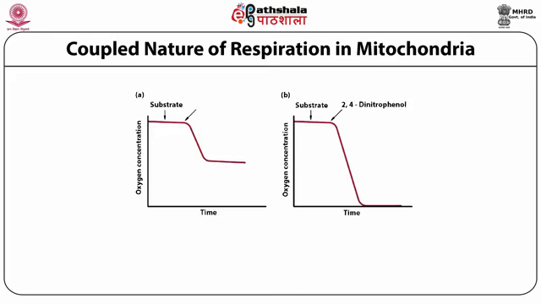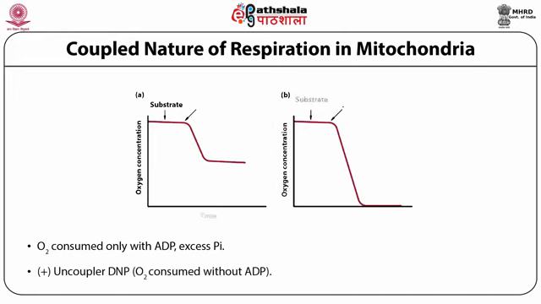Coupled nature of respiration in mitochondria. Oxygen is consumed only with ADP in the case of excess inorganic phosphate. First, oxidation of substrate is coupled to the phosphorylation of ADP. When ADP is present, then respiration, that is consumption of oxygen, proceeds further. The amount of oxygen consumed depends upon the amount of ADP added.